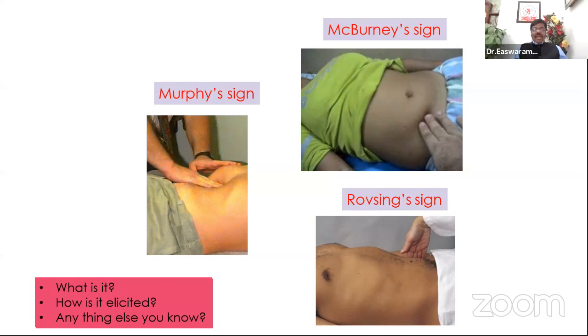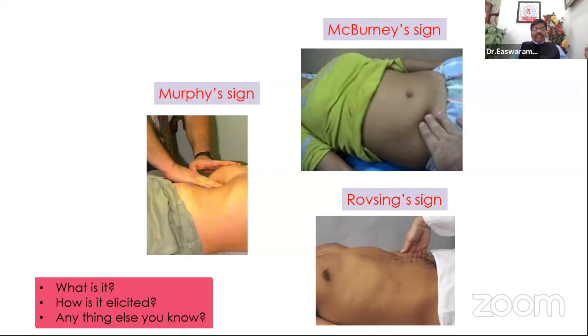So when they ask you, for example, what is Murphy's sign? Sir, Murphy's sign is a sign of acute cholecystitis. It is elicited by keeping the patient in a supine position. With my palm, I'll start palpating the abdomen from below upwards. When I go to the subcostal region, just along the mid-clavicular line, I ask the patient to take a deep inspiration. As the patient is taking a deep inspiration, the liver along with the gallbladder comes down because the diaphragm is coming down on inspiration because of the lung expansion. So the inflamed gallbladder will touch my finger. The patient will perceive the pain at the peak of inspiration, called the zenith of inspiration. He says it hurts, sir. It hurts me there when I take a deep breath.